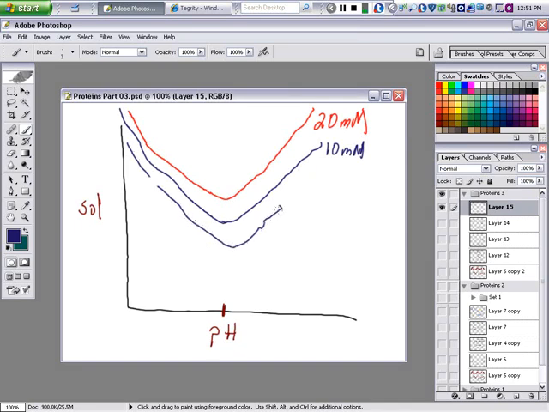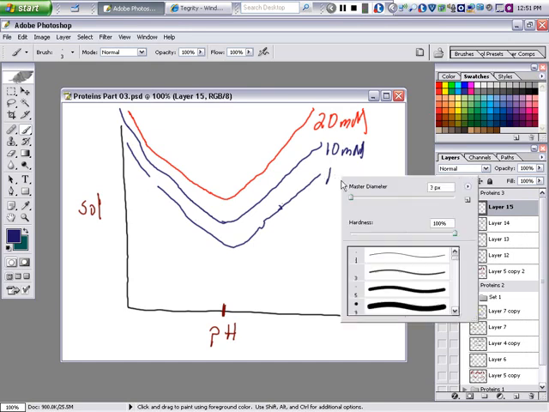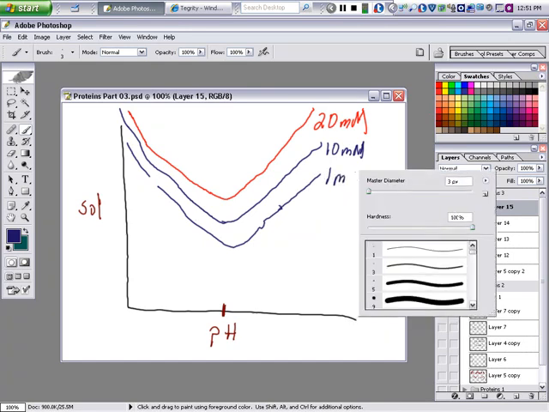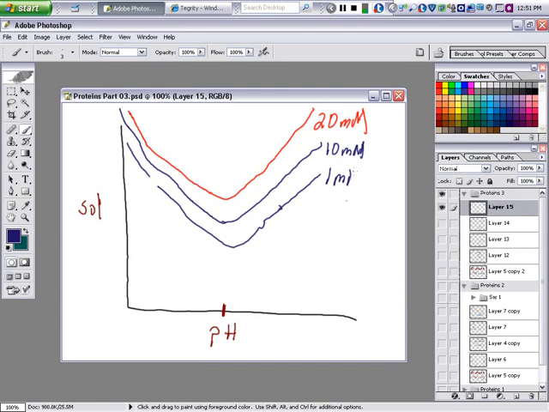But then it gets to a point, though. This is 1 millimolar. As you can see what happens as you increase the ionic strength, this protein becomes more and more soluble in the water. Make sense? Because we're increasing the ionic strength. So you go from 1 millimolar to 10 millimolar to 20 millimolar. You get more and more dissolvable.